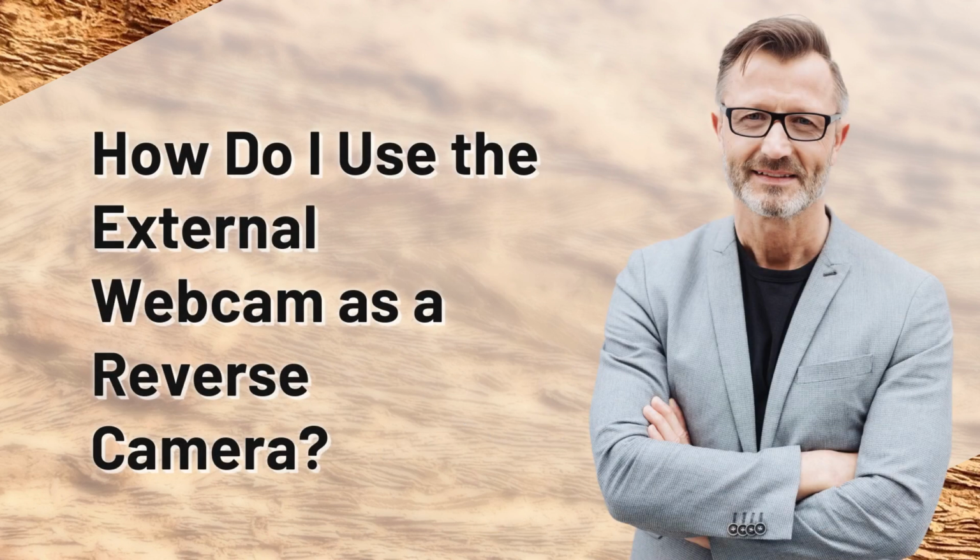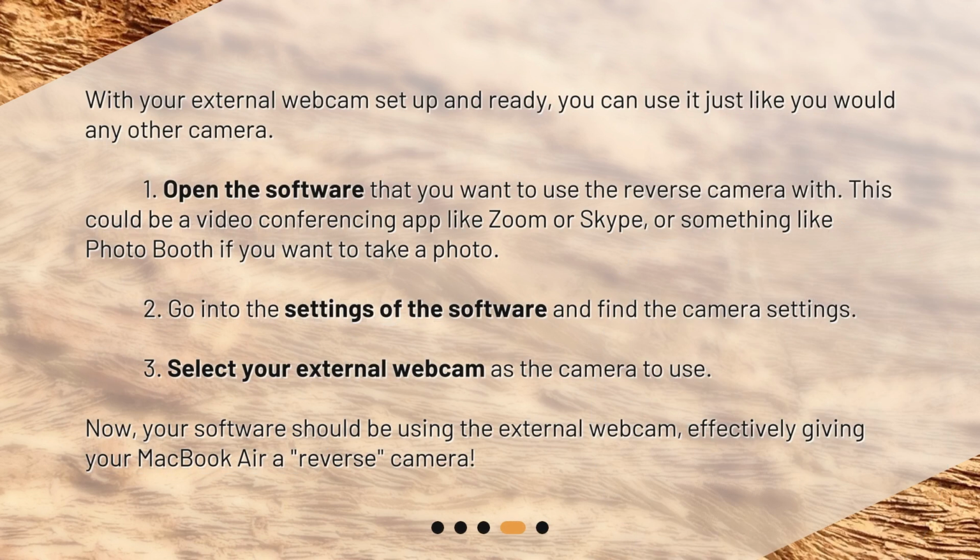How do I use the external webcam as a reverse camera? With your external webcam set up and ready, you can use it just like you would any other camera. 1. Open the software that you want to use the reverse camera with. This could be a video conferencing app like Zoom or Skype, or something like Photo Booth if you want to take a photo. 2. Go into the settings of the software and find the camera settings. 3. Select your external webcam as the camera to use. Now, your software should be using the external webcam, effectively giving your MacBook Air a reverse camera.